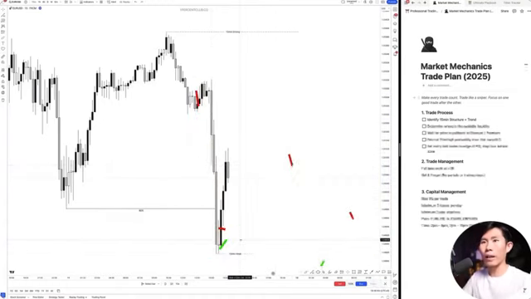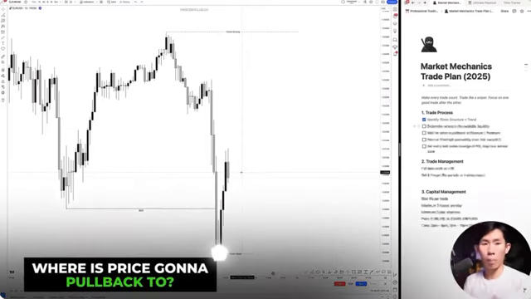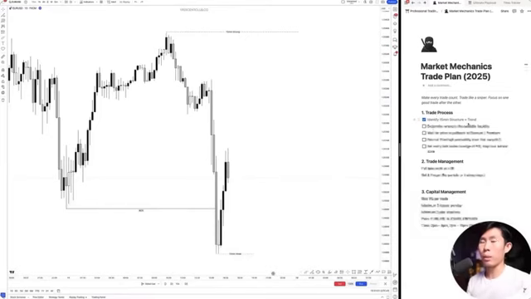So right now we have identified our 15-minute structure. We know that price is bearish, and right now, since price has just created a break of structure, we're anticipating price to start pulling back. Now, based on this, where is price going to pull back to? Okay, it's most likely going to pull back to some form of discount and premium pricing.